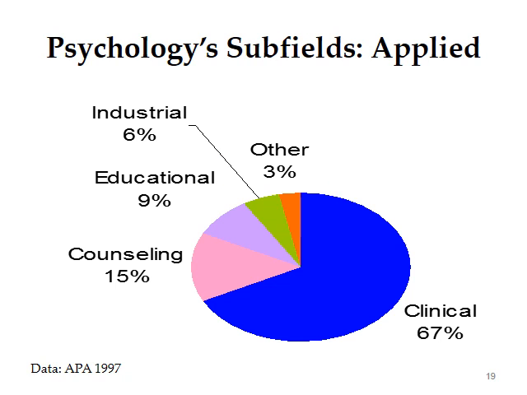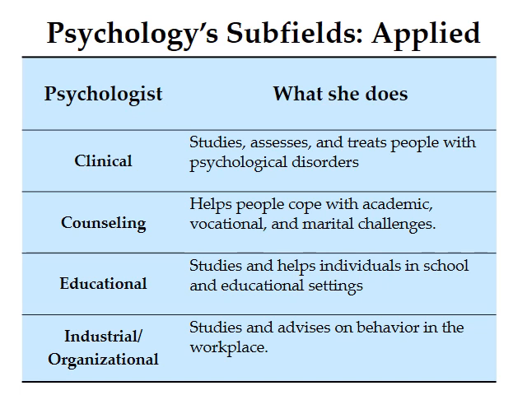Psychology subfields, applied. Clinical psychology, we'll go into more with clinical psychology here. Clinical, you think psychiatrists, psychologists. What they do: a clinical psychologist studies, assesses, and treats people with psychological disorders. Counseling helps people cope with academic, vocational, and marital challenges. Educational studies and helps individuals in school and educational settings. Industrial and organizational studies and advises on behavior in the workplace.